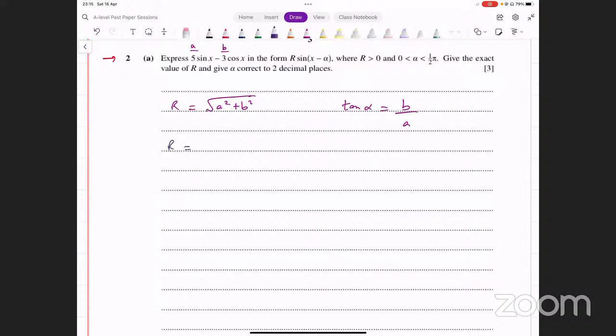R equals square root of a, which was 5 squared, b was 3 squared, and you'll get some result from this. 25 plus 9, that is 34. R equals square root of 34. ये value आ गई.